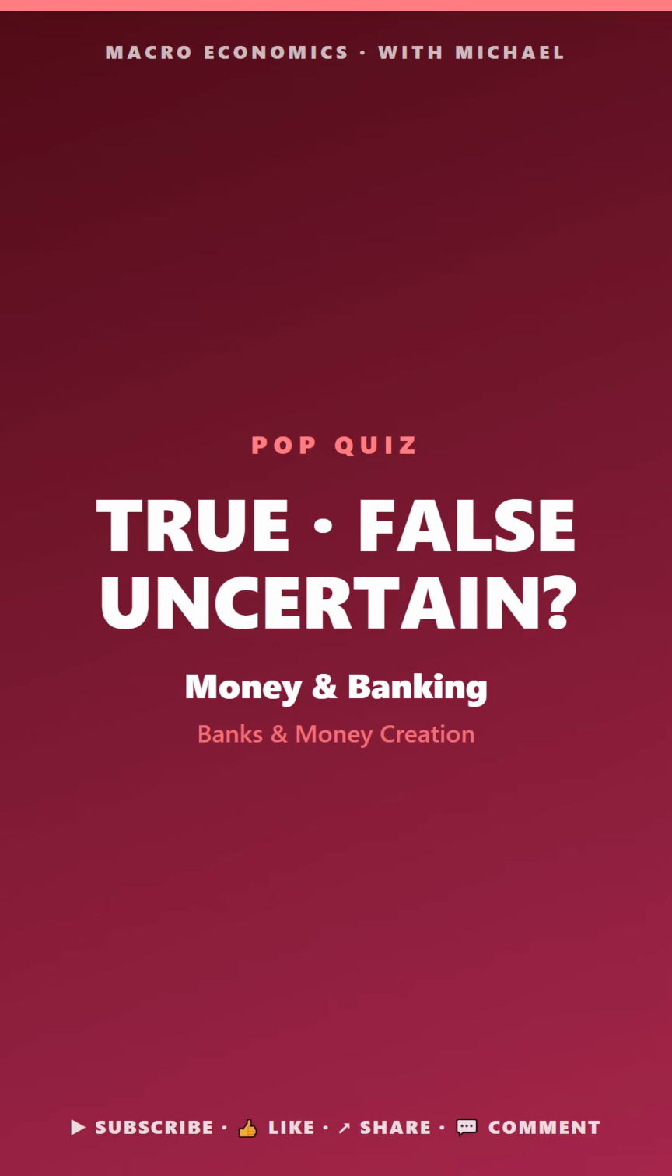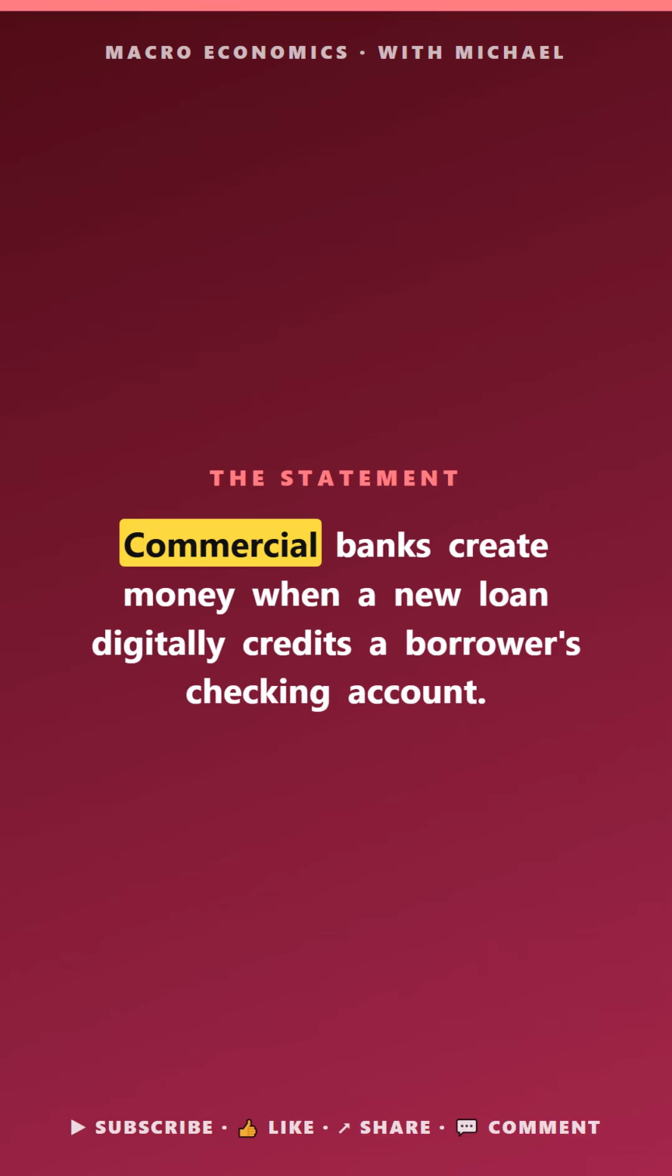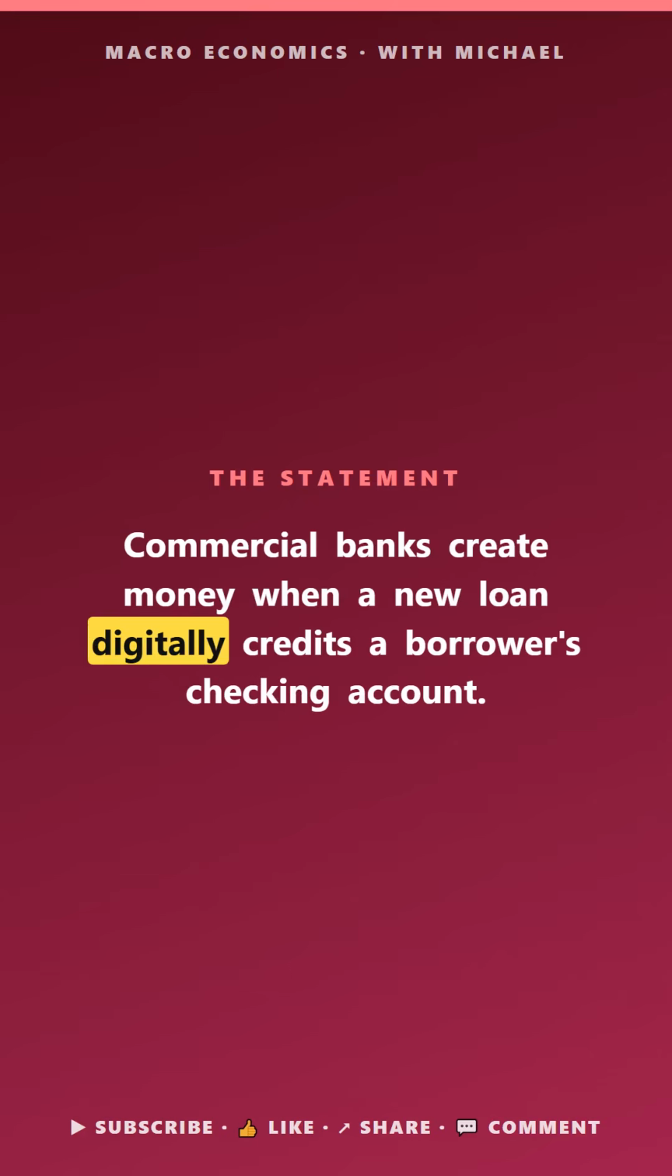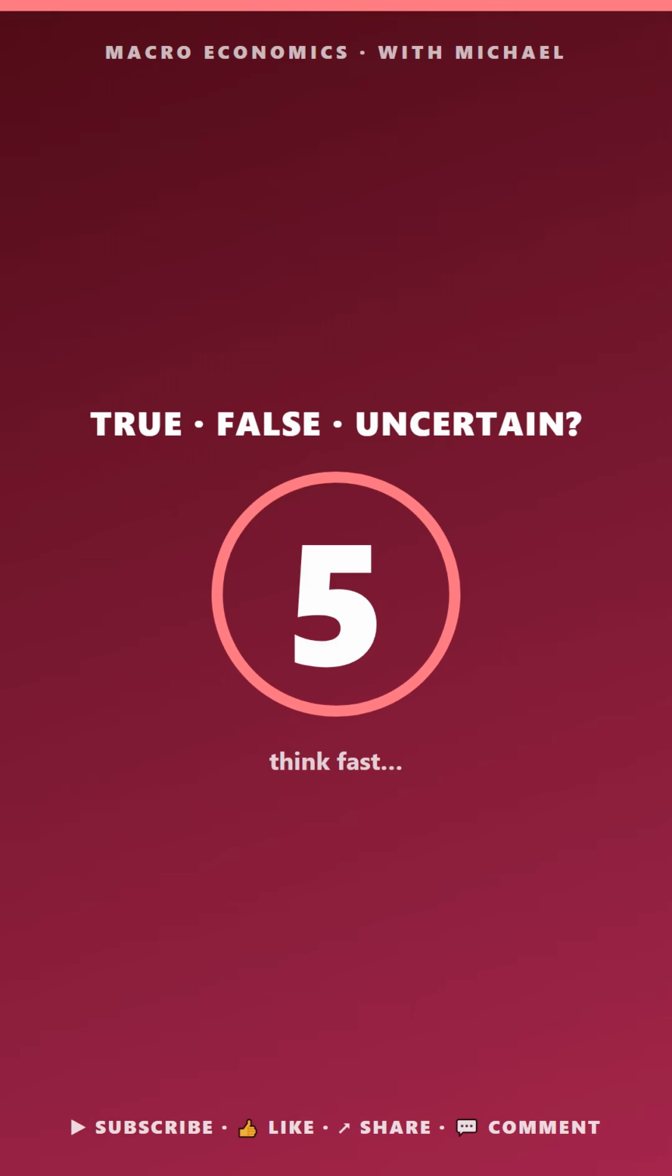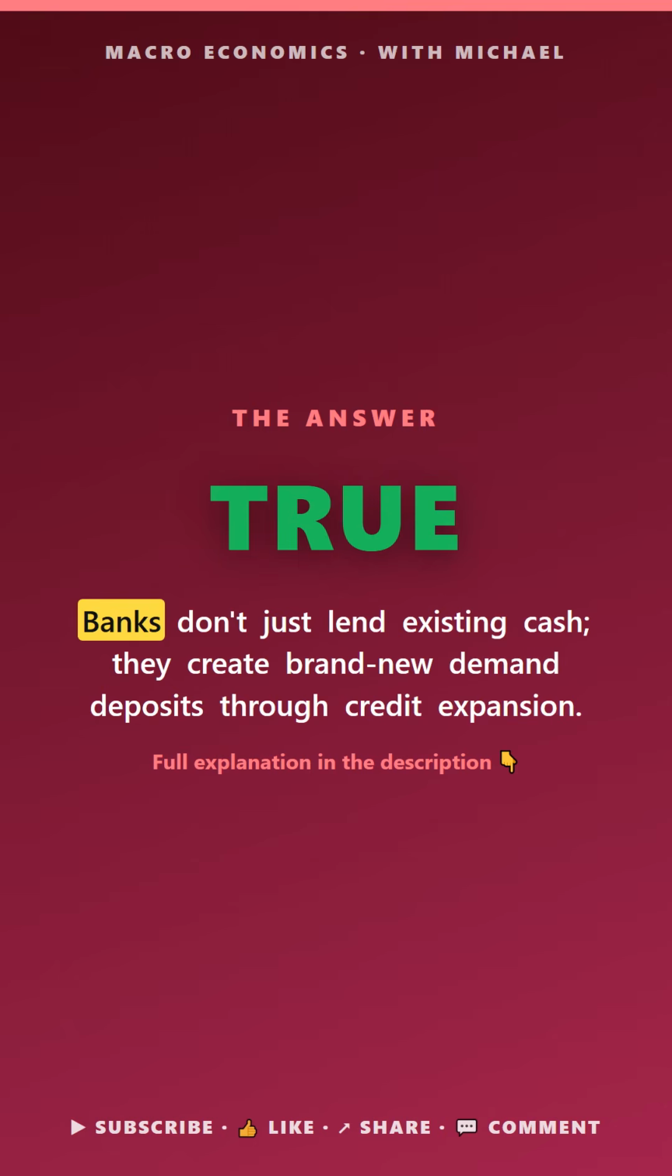Macro pop quiz. Money and banking. True, false, or uncertain. Commercial banks create money when a new loan digitally credits a borrower's checking account. The answer is true. Banks don't just lend existing cash. They create brand new demand deposits.